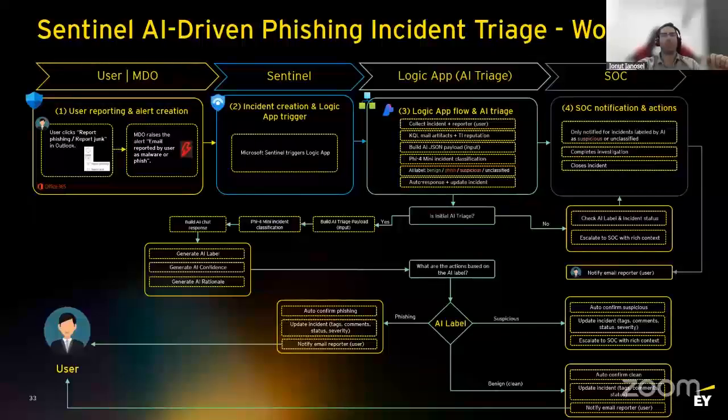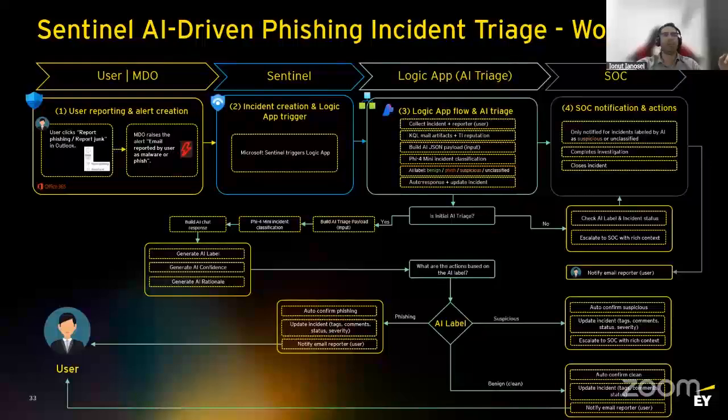Then moving on, we will have the automated incident handling. Basically, based on the AI label, the logic app will update the Sentinel incident. So if the label is equal phish, it will tag the incident with AI Foundry phish AI triage. It will add a rationale and confidence. It will change the status to closed through positive suspicious activity, and it will notify that the message was confirmed malicious and notify SOC for visibility.